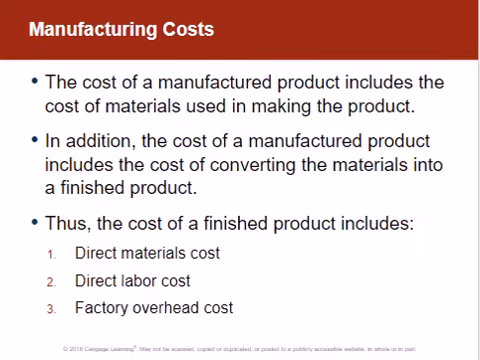The cost of a manufactured product includes the cost of materials used in making the product. In addition, the cost of a manufactured product includes the cost of converting the material into a finished product. Thus, the cost of a finished product includes direct materials cost, direct labor cost, and factory overhead cost.